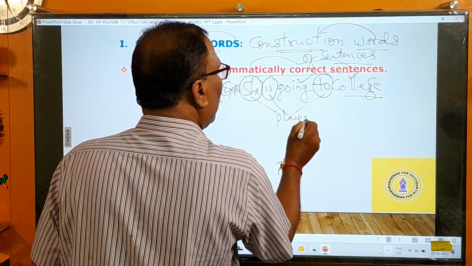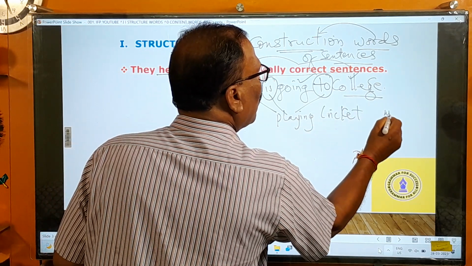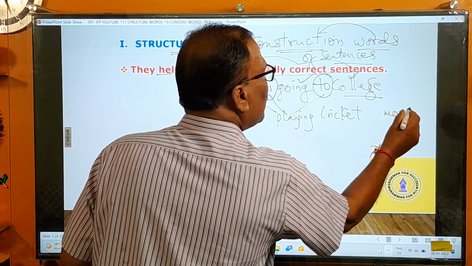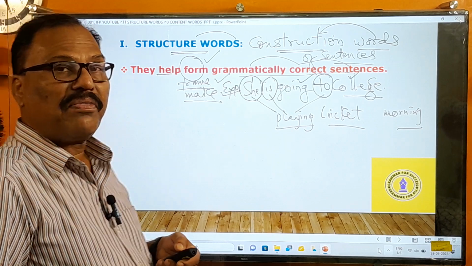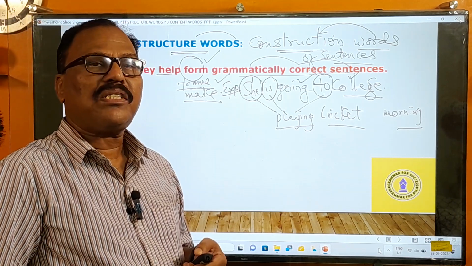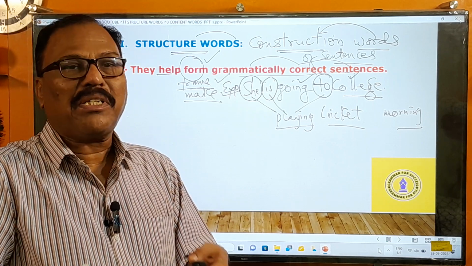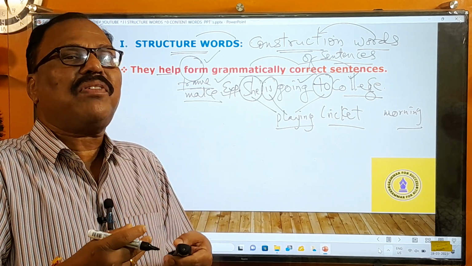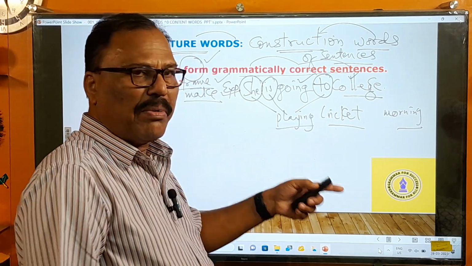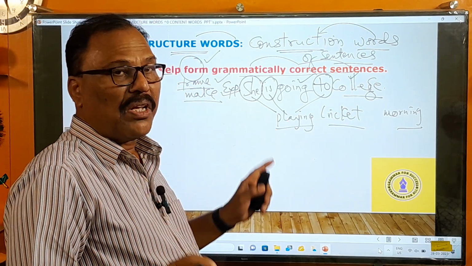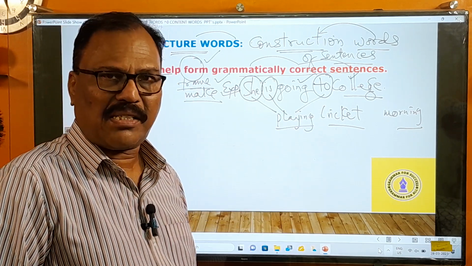Playing, okay, cricket, right? Morning is there. What do you understand from these three words? Playing cricket morning. You just don't understand anything as a whole, but you understand individually their meaning. Playing, everybody knows, and cricket, everybody knows. Morning, everybody knows. But together they are not making any sense, right?